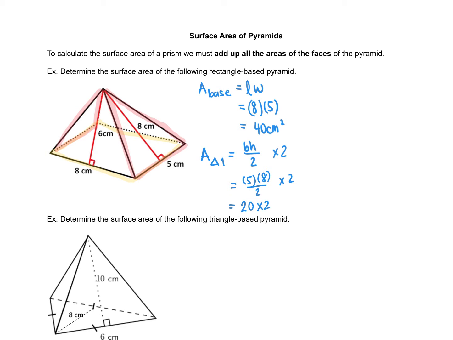And the only reason I like to write this before I double it is to show that one of the sides has an area of 20. When I double it, that's 40 centimeters squared for both of those triangles.